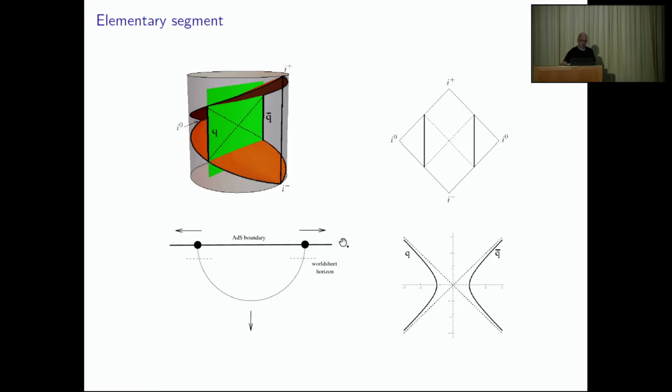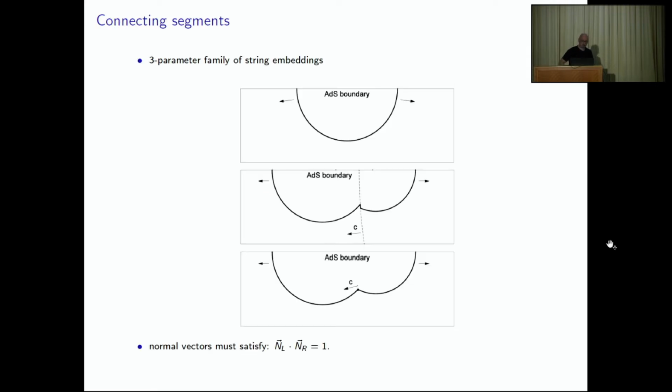On the Poincaré patch, so here's the boundary. This is the z direction, the radial direction. This green worldsheet looks like, at a given time, a semicircle, which comes from infinity, shrinks to a minimal size, and then starts expanding again. So that's what it looks like. And you have pictures here of how the quarks, the string endpoints, behave on the boundary. Okay, so this is our elementary string segment.